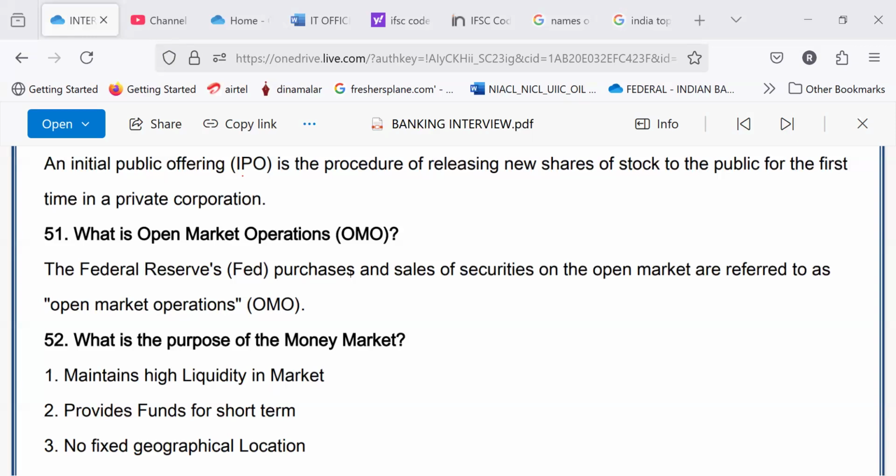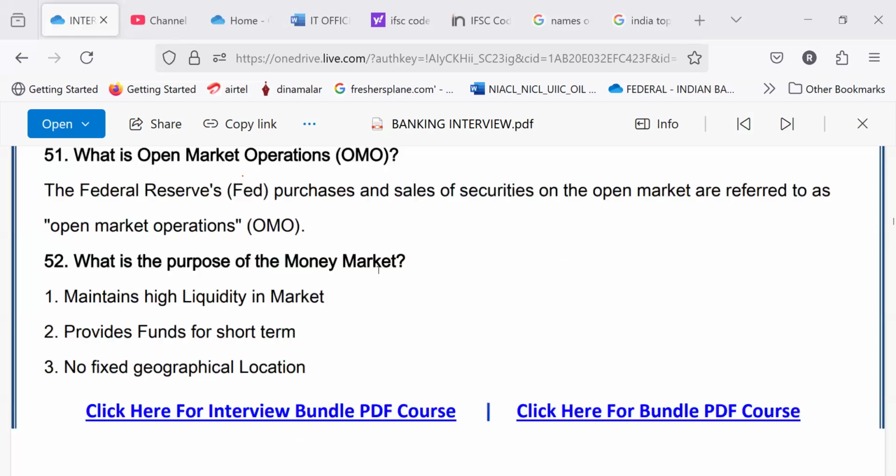From 51. Yeah. Okay. What is open market operations? Federal Reserve's purchases and sales of securities on the open market are referred to as open market operations. Actually, it is wrong. They have copied from America. They have put it as Federal Reserve. It should be Reserve Bank of India. Buying back and selling of securities.